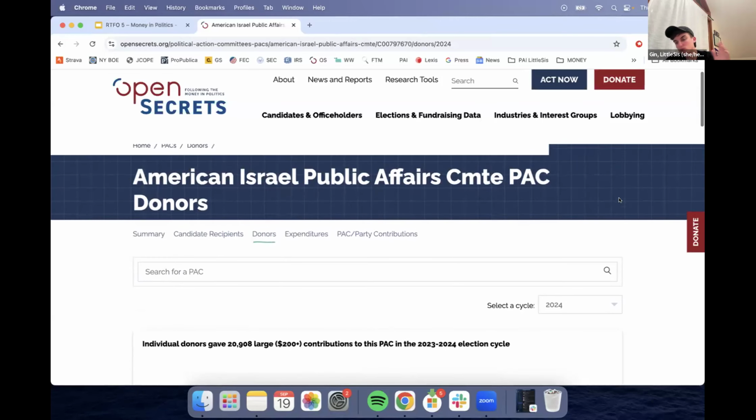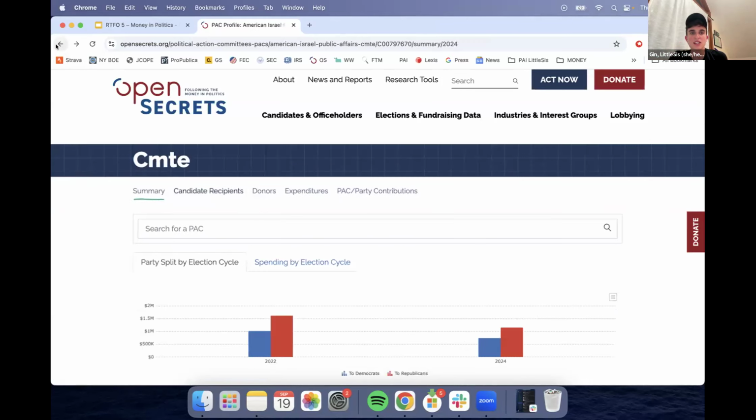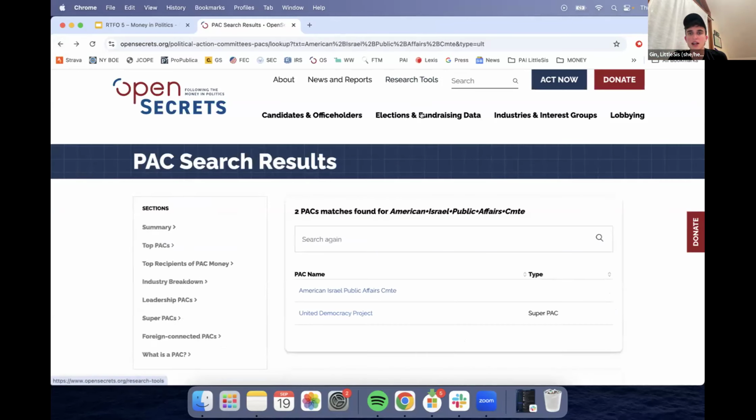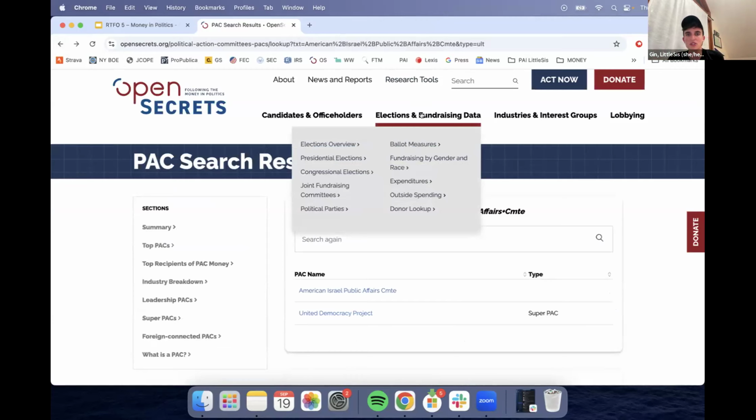So again, you can use this. I would encourage using this data as a jumping off point, but also making sure that you're checking at the FEC if you're trying to be as up to date as possible, to make sure that you have the information that you need. All right. So that is all within the elections overview tab.